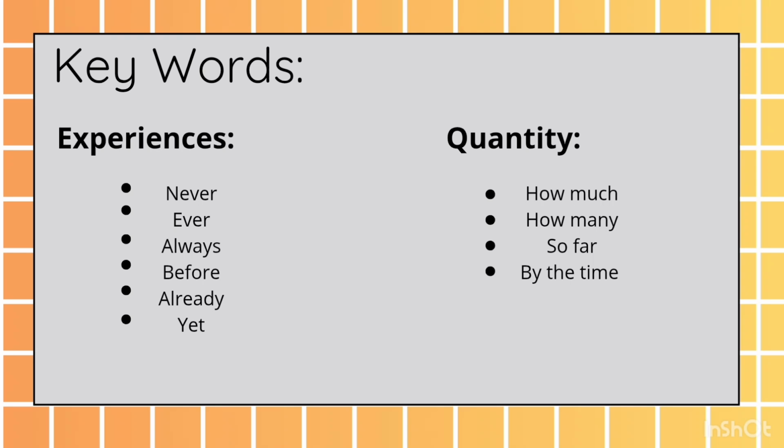Keywords. In experience, the keywords are never, ever, always, before, already, and yet. And in quantity, the keywords are how much, how many, so far, and by the time.